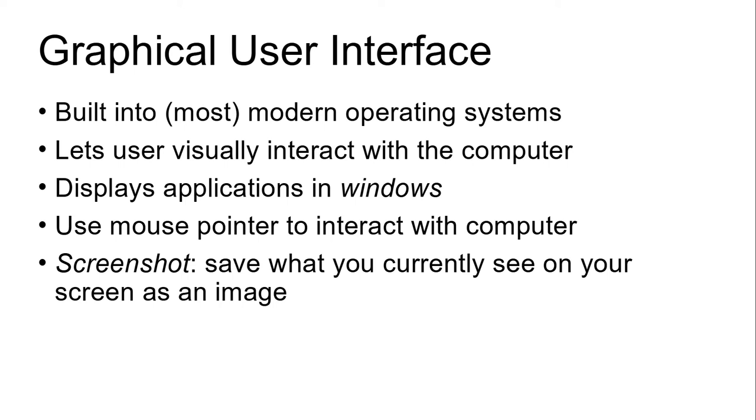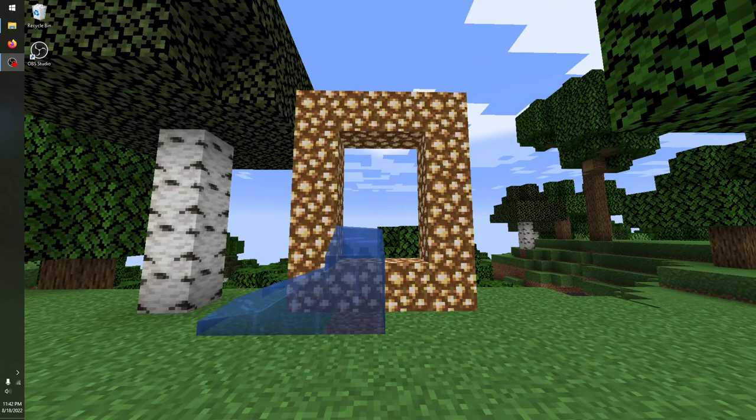So the graphical user interface is the reason why you can actually see your applications. You can see them in Windows, you can use your mouse pointer to interact with your computer. The fact that you can drag files around was a huge revolution in the way that people were using computers. And scrolling and looking through the folders, all of that were huge changes in how we interacted with our computers, and are pretty much the reason why computers are as widely used as they are now. So the graphical user interface was one of the more important developments in the history of computing. You can also take a screenshot with a graphical user interface. A screenshot saves what you currently see on your screen as an image.